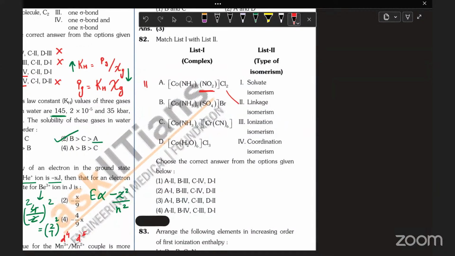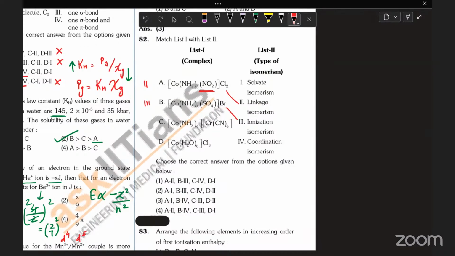Moving on to option B, I can see that the ions can interchange. So obviously, the bromide and sulfate. So this time it is going to show what? Ionization isomerism, right? So B will be 3. All right.